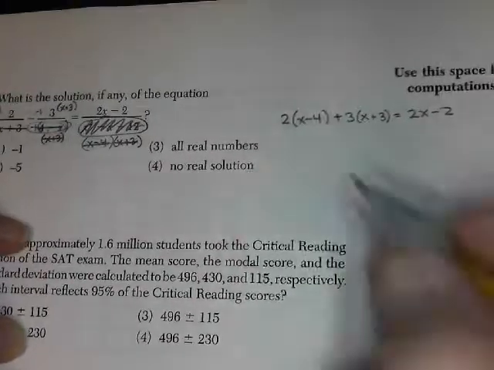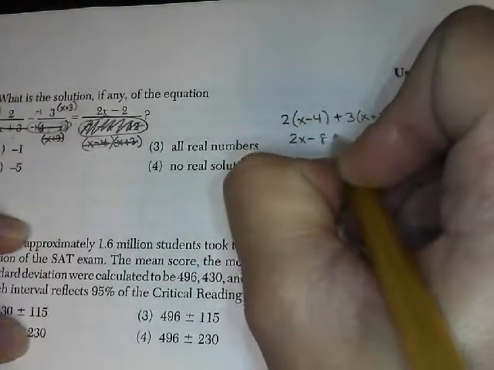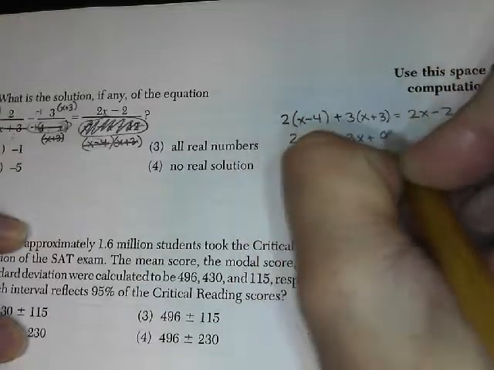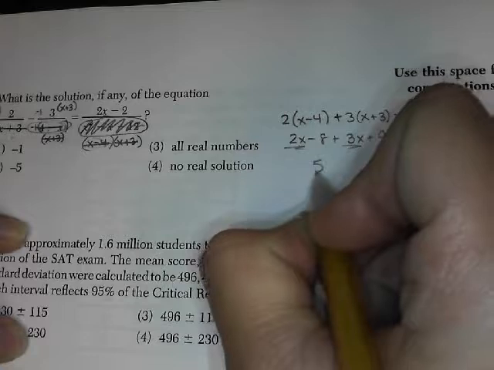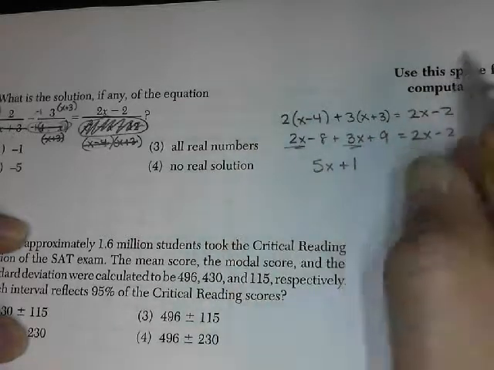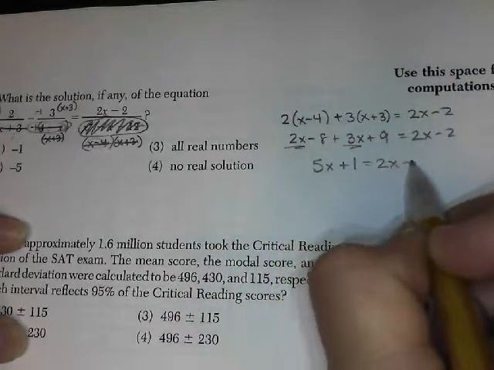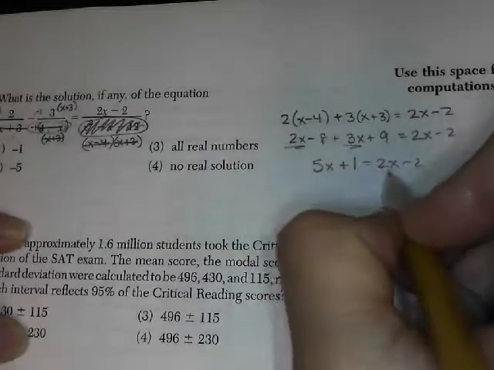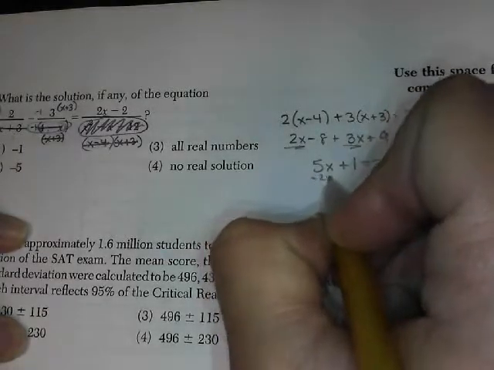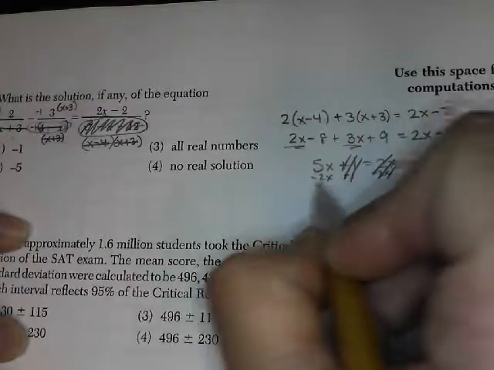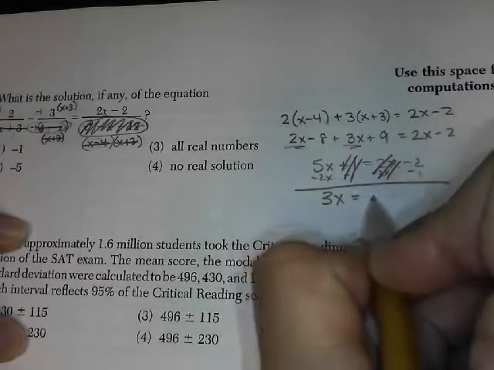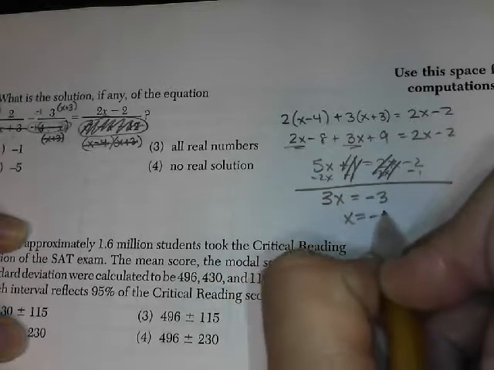So 2x minus 8 plus 3x plus 9 after distribution. Combine like terms, 2x and 3x is 5x, negative 8 plus 9 is 1. And then get all our x's on both sides. So I'm going to subtract this 2x over. I'm going to subtract this 1 over. So I get 3x equals negative 3, and x equals negative 1.